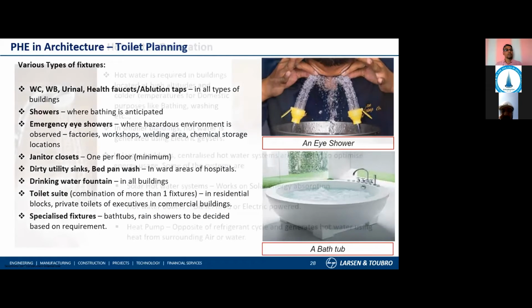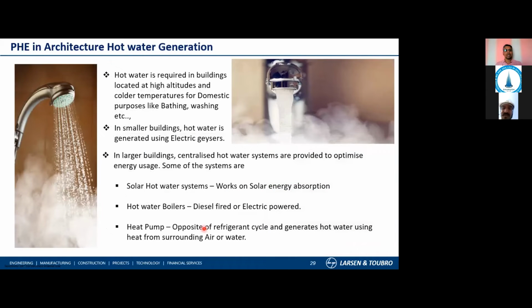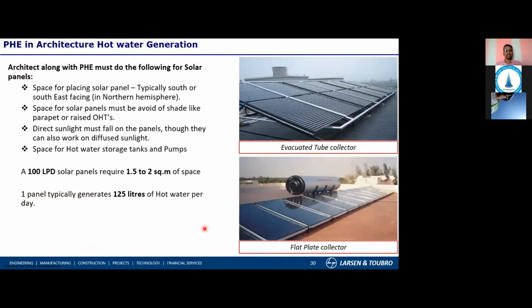Yes, of course, hot water is one of the prime things which is required on high altitude spaces as well as the low temperature zones. Of course, this can be generated in various forms like solar hot water and heat pumps. So, based on this generation, we need some space from the architect, either from the terrace side or where sufficient space is available for the solar tubes.